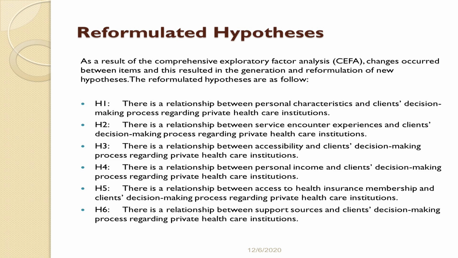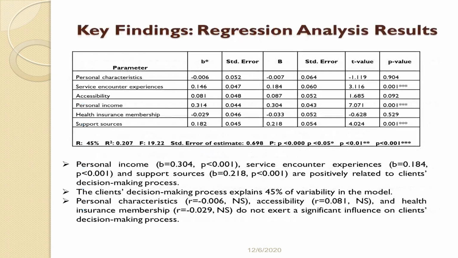There's a relationship between service encounter experience and client decision-making process regarding private healthcare institutions. There's a relationship between accessibility, personal income, access to health insurance membership, support sources and client decision-making process regarding private healthcare institutions. Key findings on regression analysis.